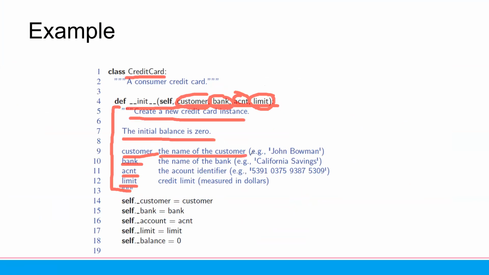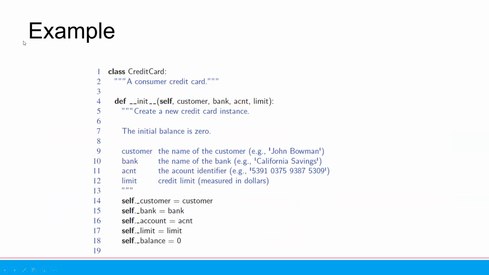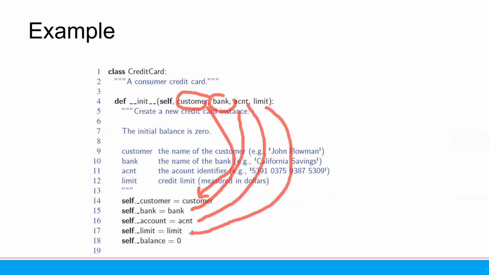The customer is the name of the customer, bank is the name of the bank, account is the account identifier, and the credit limit is the limit of the credit card. And we define every one of these data members with self. Self._customer will be equal to the customer name. So the customer goes here. Bank goes to this variable. Account goes to this variable. Limit goes to this variable. And we have balance.